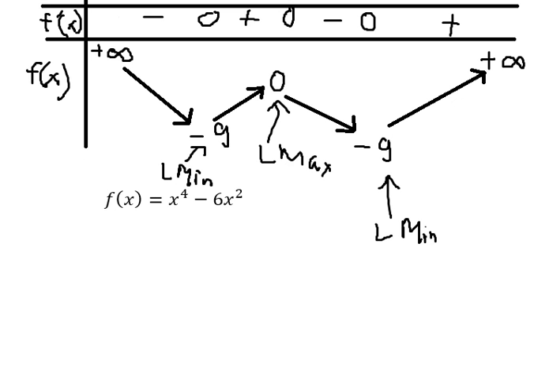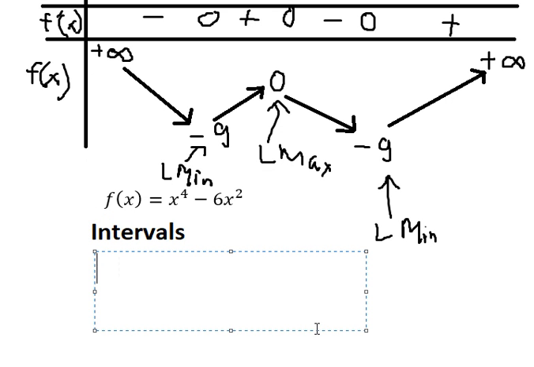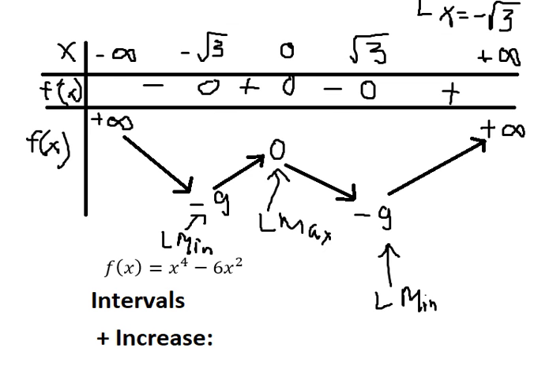And now about the intervals. The interval of increase. If we look at the table in here, it increases from negative the square root of number 3 to 0, and from the square root of number 3 to positive infinity.